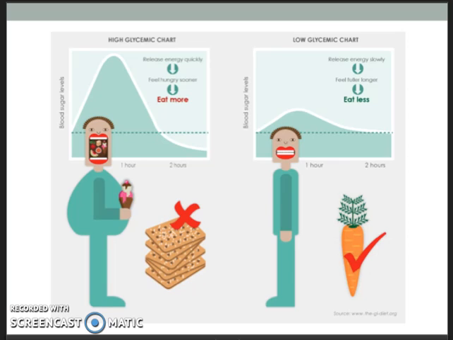Here's another diagram reinforcing that information, showing high GI foods, such as crackers, spike the blood sugar, releasing energy faster, and then decreasing quickly, which is you feeling hungry sooner and then ultimately eating more food. And then on the opposite side, low GI food such as a carrot or other vegetable, you see that energy is released slowly, leaving you feeling full longer and then ultimately eating less.